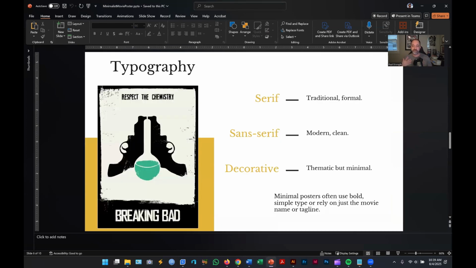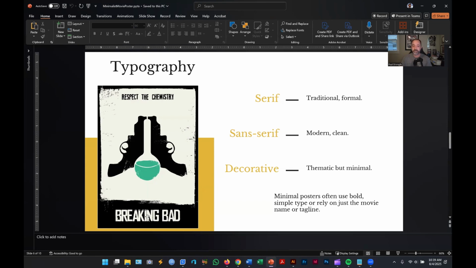All right, so typography. This is how we use font and how fonts can be used. Serif is traditional, formal, and professional. Sans serif is modern and clean. Decorative is a lot of the other stuff, so this is very thematic. Just keep it to a minimum. Minimal posters often use bold, simple type or rely on just the movie name as the tagline.